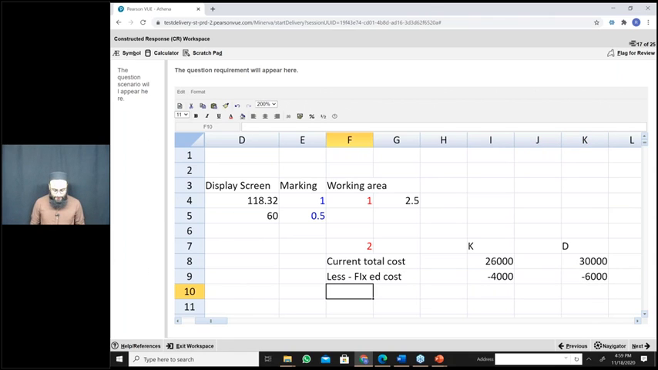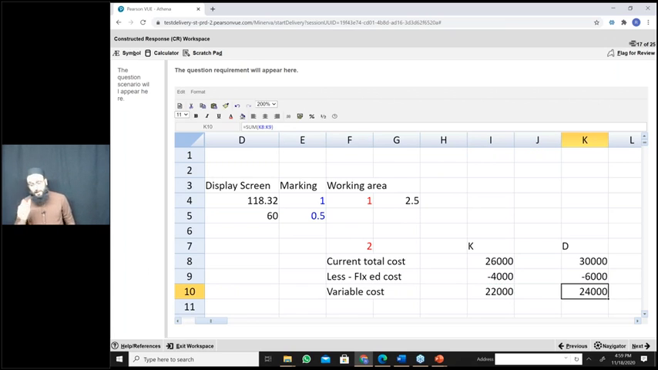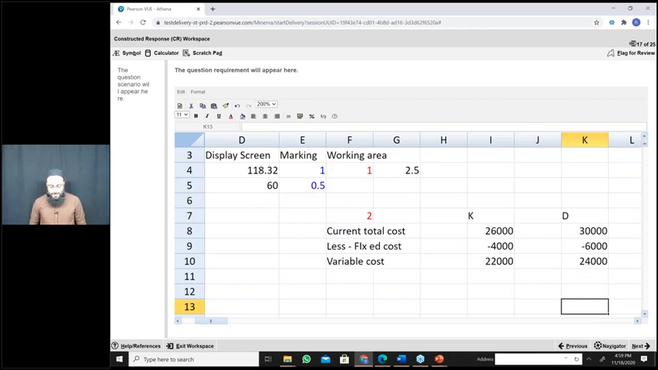So now you will get pure variable cost. Okay. So 22,000 and 24,000. Okay, are you with me, guys? So I hope this is clear to all of the friends. So now it's a pure variable cost in front of you. Is that clear?